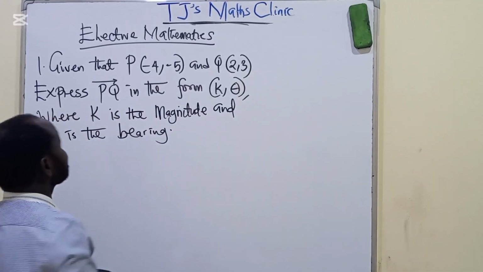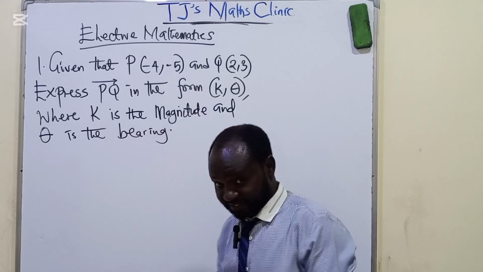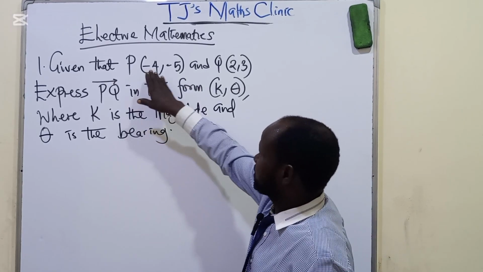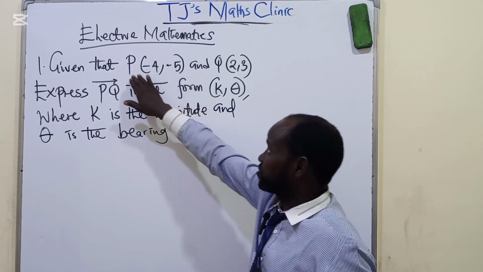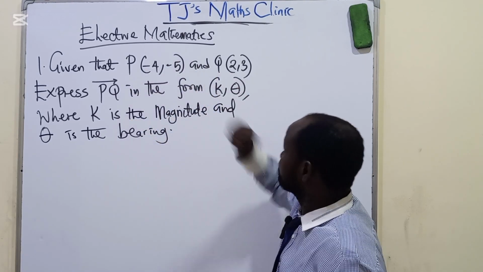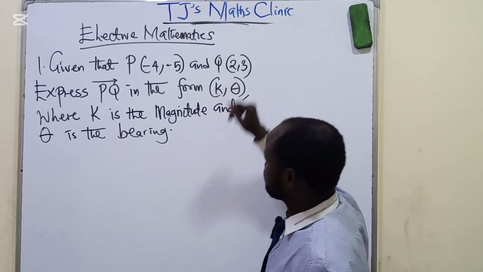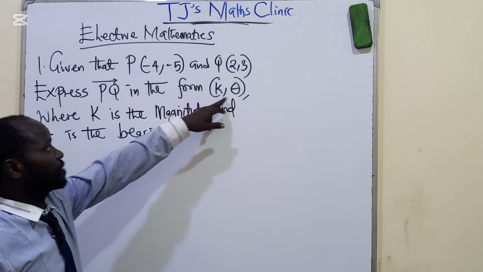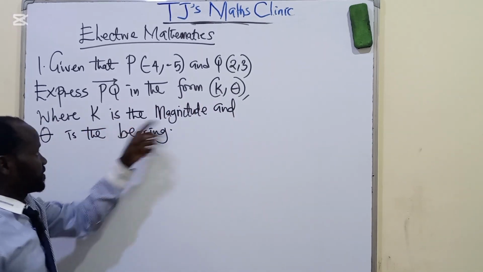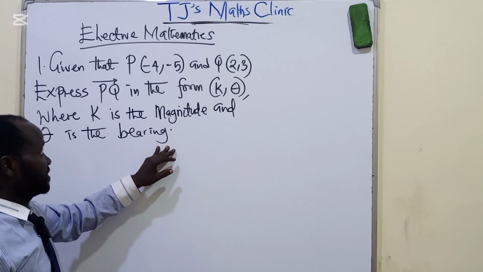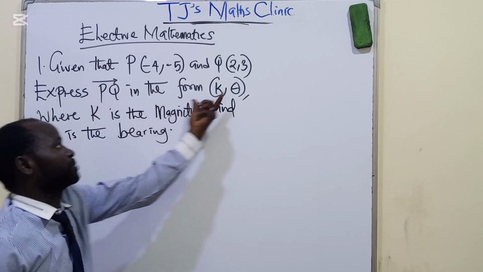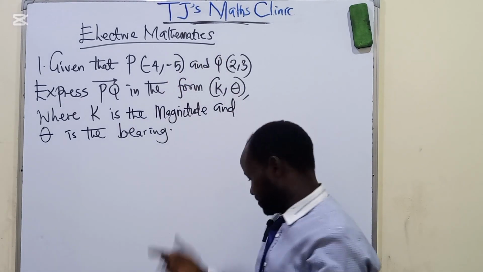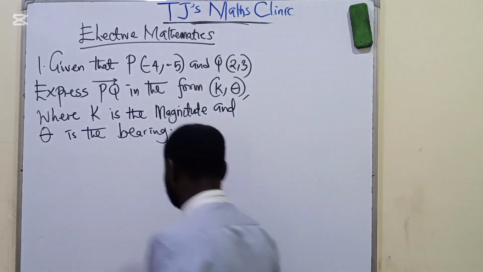In today's presentation, we are looking at this elective mathematics, that is further mathematics question. The question reads: given that P is (-4, -5), that's the coordinate of P, and the coordinate of Q is (2, 3), we are asked to express vector PQ in the form (K, theta), where K is the magnitude and theta is the bearing. It means we are asked to express this vector PQ in polar form. This will be the magnitude, which is K, then theta will be the direction. Let's look at how we can solve this.